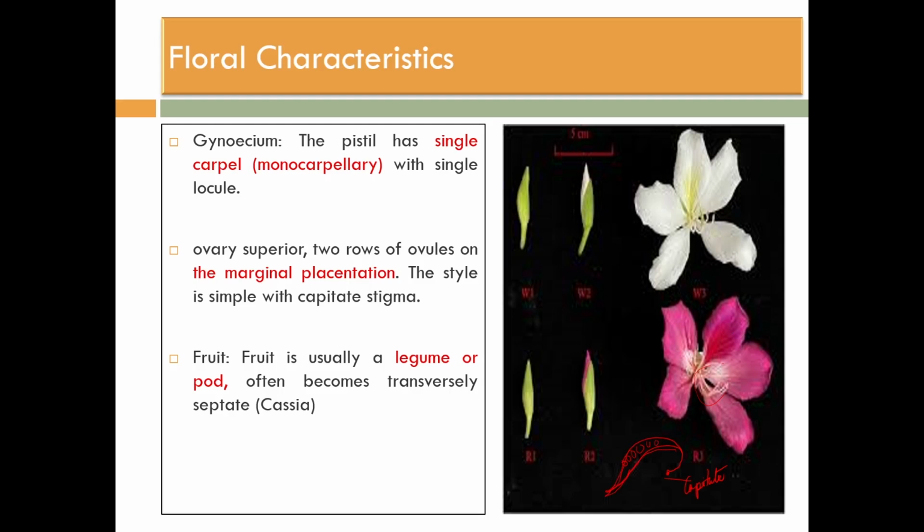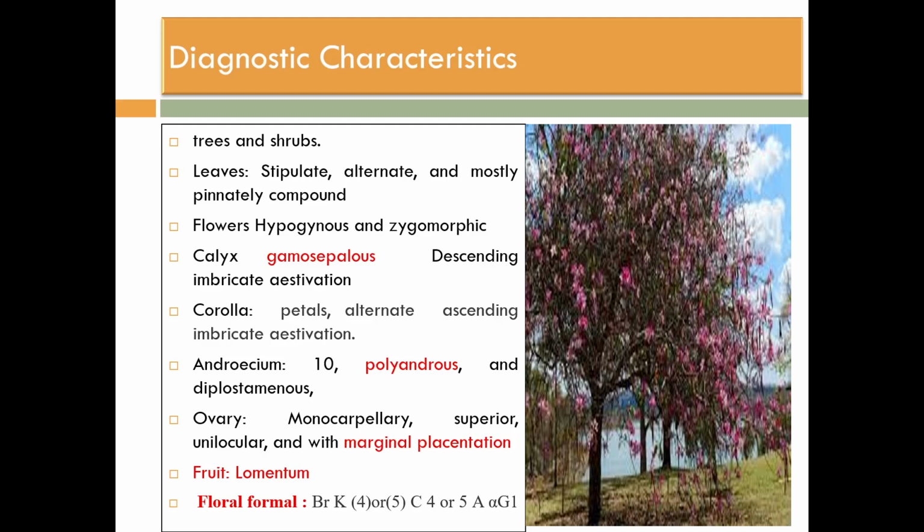Here you can see the flower. The petals are 5 in number, and the stamens vary from 10 or sometimes fewer. Now the diagnostic characters of this family: they are generally trees and shrubs, and the most important thing is that the leaves are stipulate, alternate, and mostly pinnately compound. Flowers are hypogynous and zygomorphic, and the calyx is gamosepalous with descending imbricate aestivation. The corolla is also 5 in number, showing ascending imbricate aestivation. The androecium has 10 stamens when polyandrous, and sometimes diplostemonous, that is arranged in two groups.